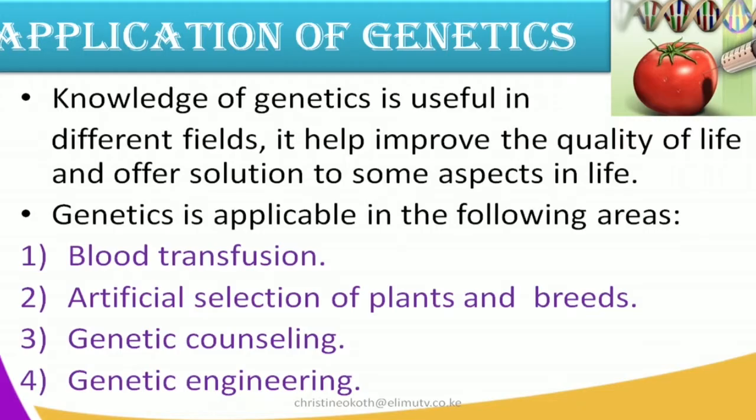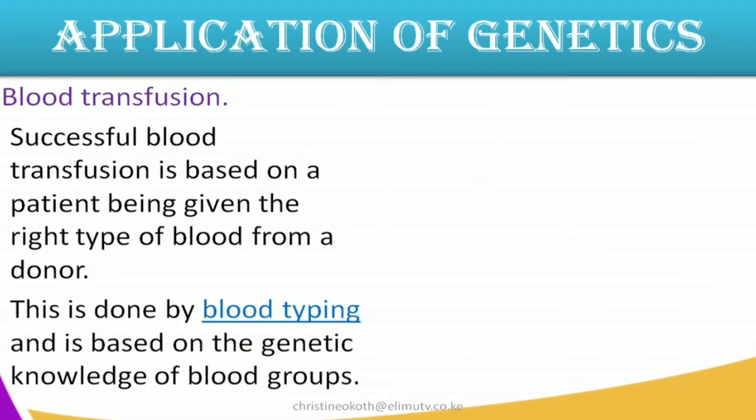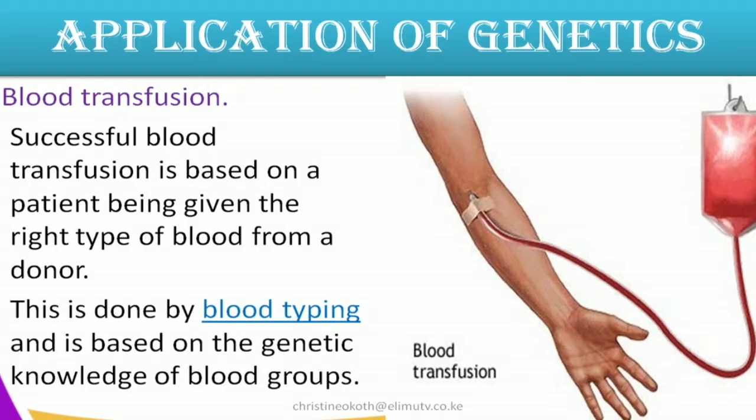These are just a few of the areas where genetics has been applied. The first one is in blood transfusion. The second one is in the artificial selection of plants and breeds. The third one is in genetic counseling, and lastly in genetic engineering. We're going to tackle each of these 4 aspects and see how genetics is used there.